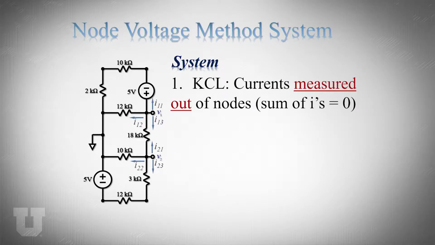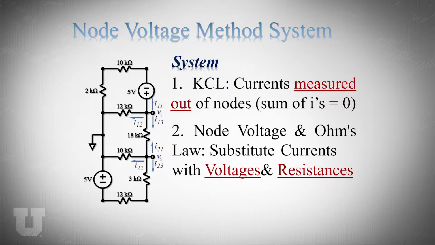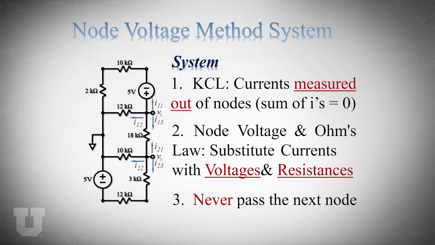So the first step is to use KCL as always, but it would be much more convenient if you have the currents measured out of nodes, pointing outwards, which means the summation of I's is equal to 0. The second step: you're going to use node voltage and Ohm's law and substitute currents in step 1 with voltages and resistances. In step 3, never pass the next node. So let's show this with an example.